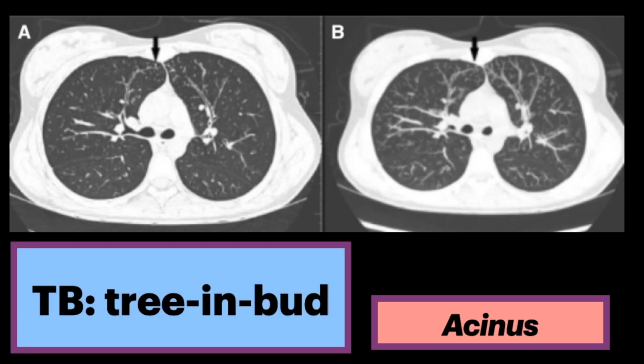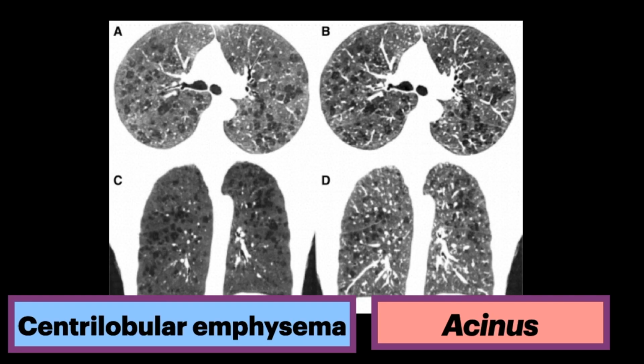Accumulation of pathologic material in acini may be seen as poorly defined nodular opacities on chest X-rays and CTs. For example, here's an adult presenting with cough and the diagnosis of pulmonary tuberculosis. This axial CT shows tree and bud nodules in the anterior segment of the right upper lobe, representing acinar filling by inflammatory cells. Centrilobular emphysema is a good example of acinar pathology as well.